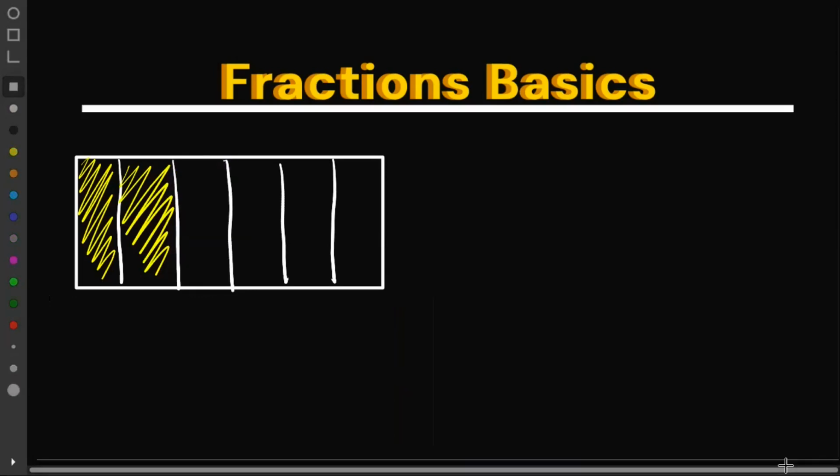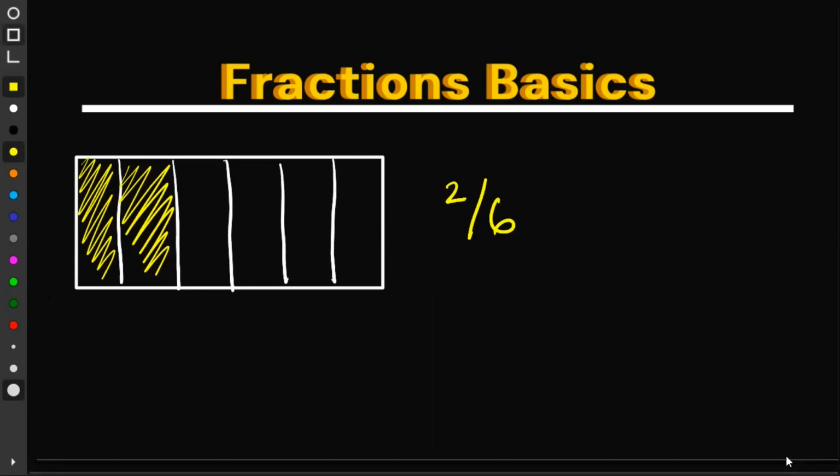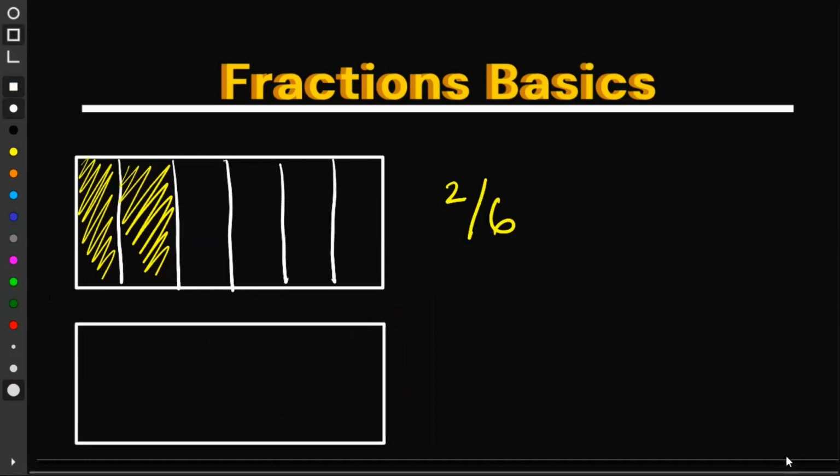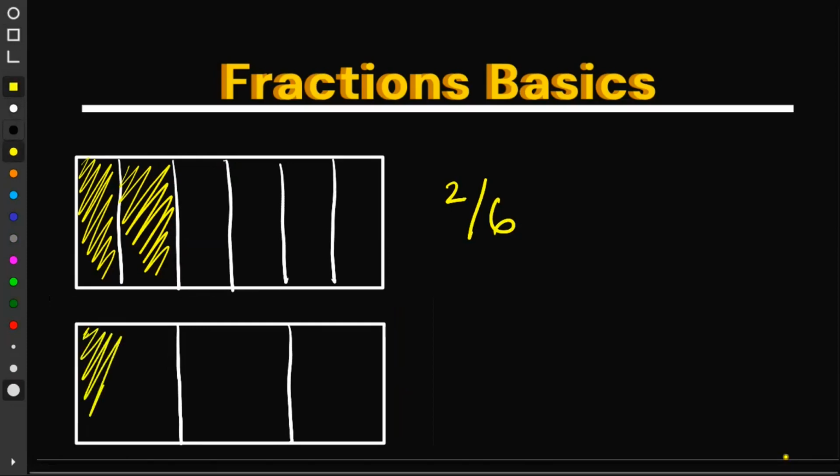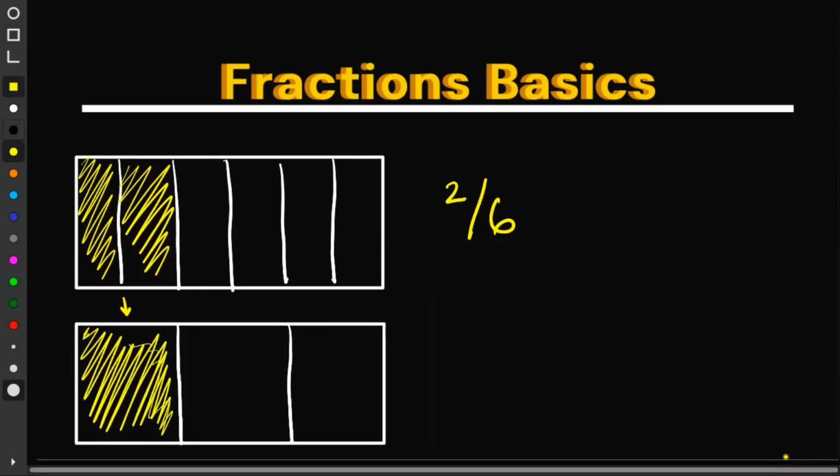Now what if I only shaded these 2 out of 6 parts? So this one is 2/6. Can we still express this in lowest terms? In fact, yes, we can. But this time, we can divide it into these portions, wherein this one is counted as one portion out here. So this one actually becomes 1/3.